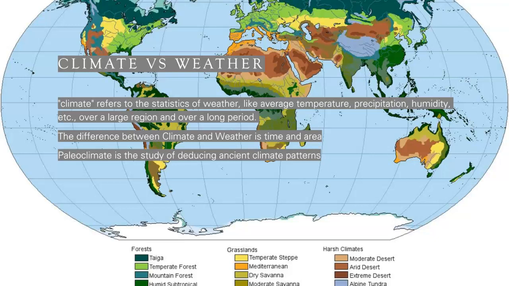First, I just want to differentiate between climate and weather. Climate is the statistical trend of weather over a large region in a long period of time, whereas weather describes only day-to-day fluctuations. And so when talking about paleoclimate, it is the ancient climate patterns of Earth.